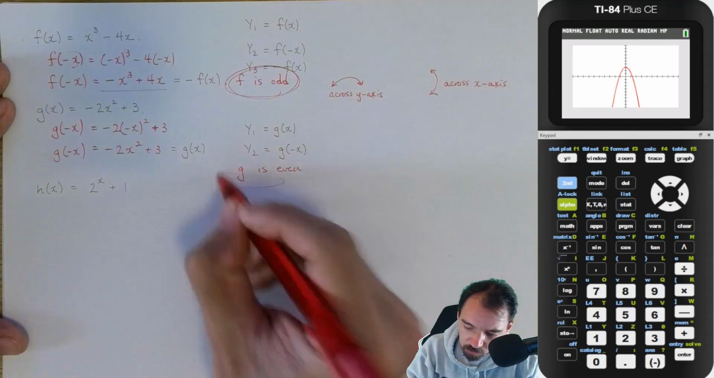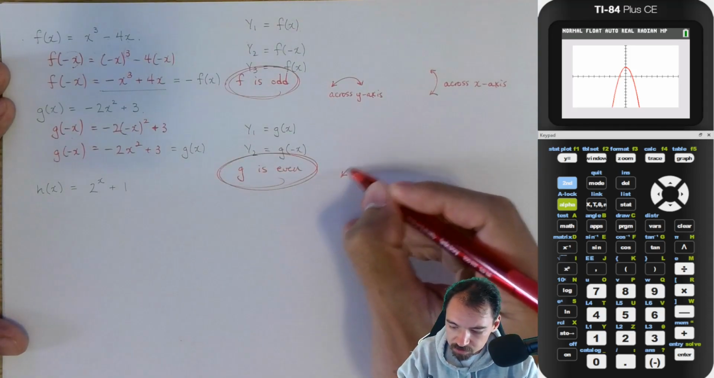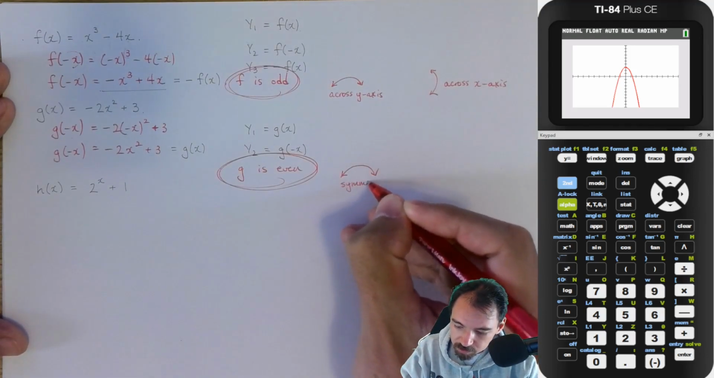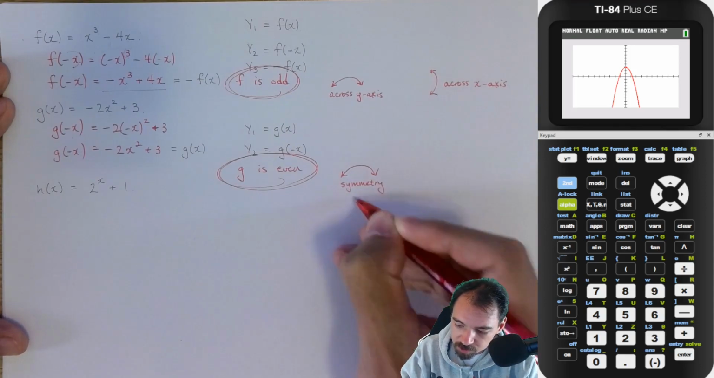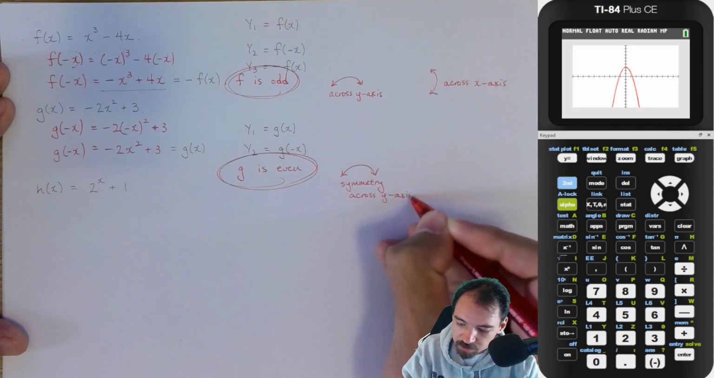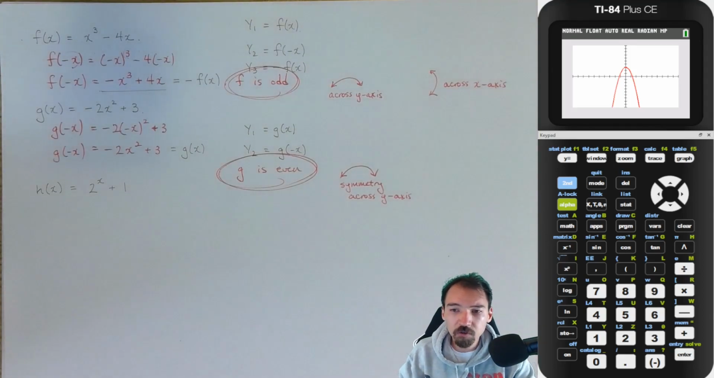Okay, so if a function is even, then what that means is that you have symmetry across the y-axis. So if you flip the graph across the y-axis, it overlaps on itself exactly.